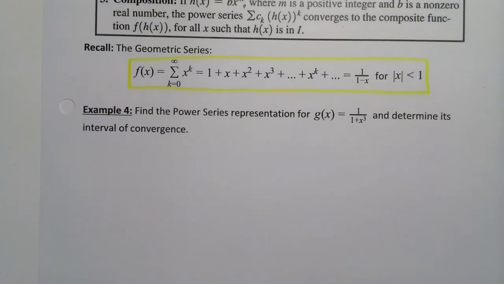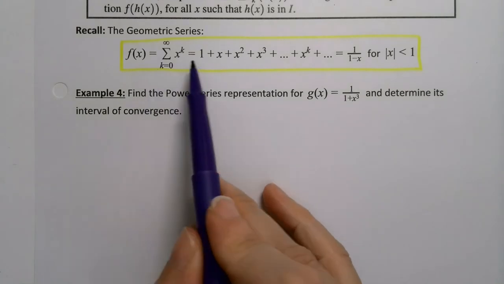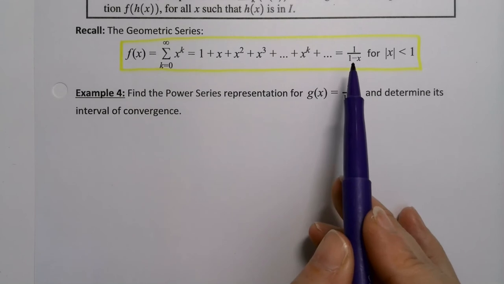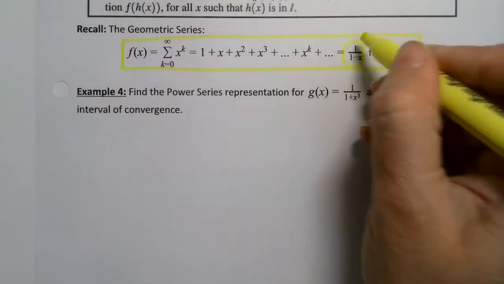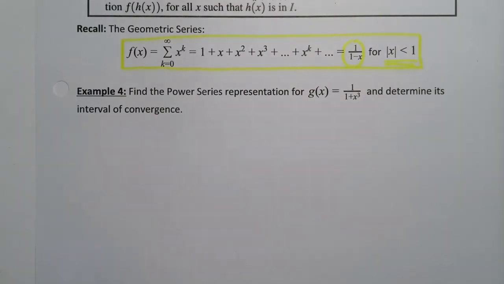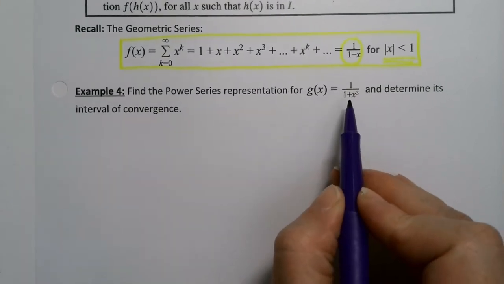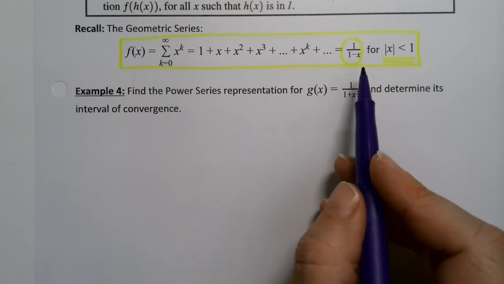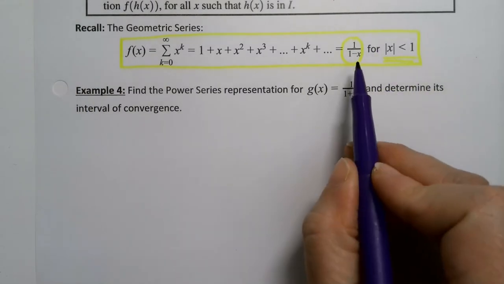Let's start off with one that we know of, the geometric series. So we learned a few pages ago that the geometric series looks like this, 1 plus x plus x squared and so on, and that it's equal to 1 over 1 minus x, that's key, for absolute value of x less than 1. That would be the radius of convergence. Now, we're going to use that to find a power series representation for this function, which is 1 over 1 plus x cubed.